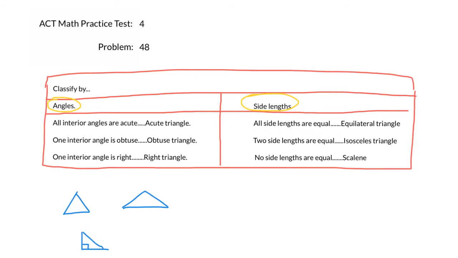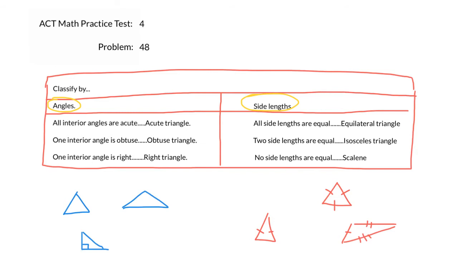Side lengths. If all side lengths are equal, that's an equilateral triangle. That might look something like this, where all the side lengths are equal. If two side lengths are equal, that would be an isosceles triangle. That would look something like that, where those two are equal to each other. And if no side lengths are equal, that might look something like that, where these three side lengths are clearly different. And it's the case that you could have combinations of these two different classifications, and that is what problem number 48 is hinting at.